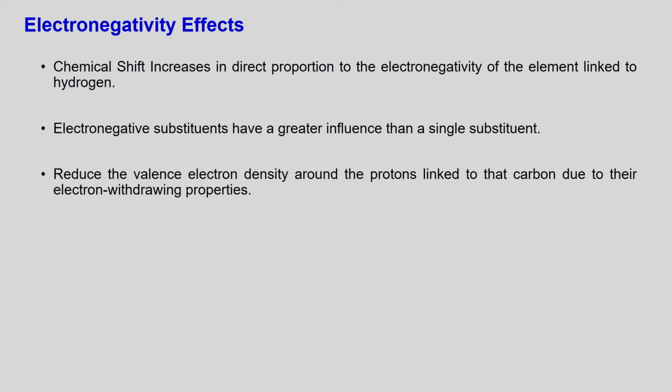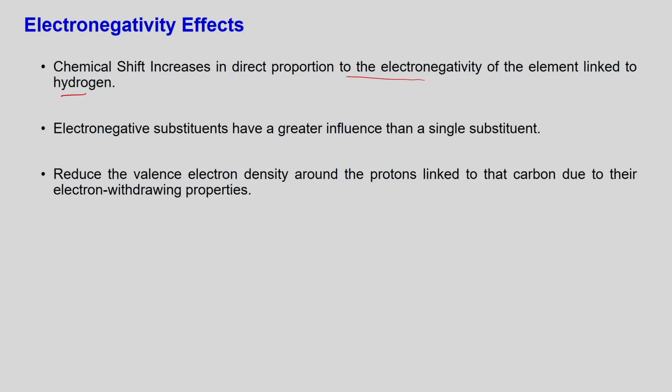The chemical shift here increases in direct proportion to the electronegativity of the element linked to the hydrogen. So, the higher the electronegativity of the element, the higher will be the chemical shift. This is true as we know that if it is electronegative, it will try to distort the electron cloud to a higher extent as compared to the one which has lower electronegativity. So, electronegativity has a great influence, even more than a single substituent. It will reduce the valence electron density around the protons linked to that carbon due to the electron withdrawing properties.